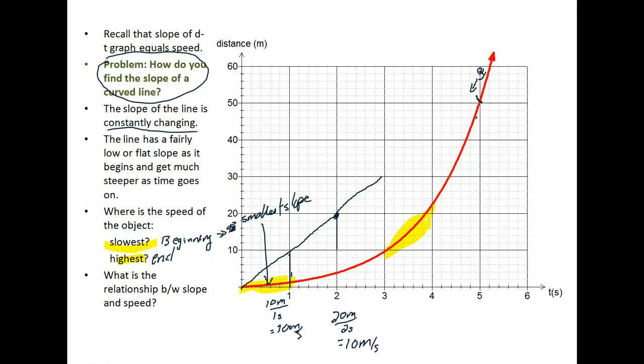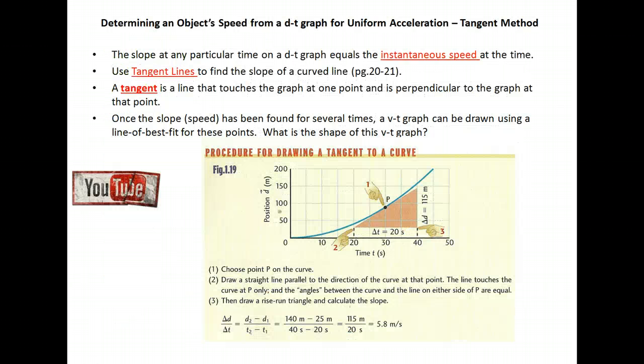And what's the relationship between slope and speed? Well, I've already said that. So the steeper the slope, or the higher the slope, or bigger the value, the faster the speed. Now, your problem that you need to know how to figure out is how do you find slope? So determining object speed from a distance time graph, the method that we're going to use is called the tangent method.